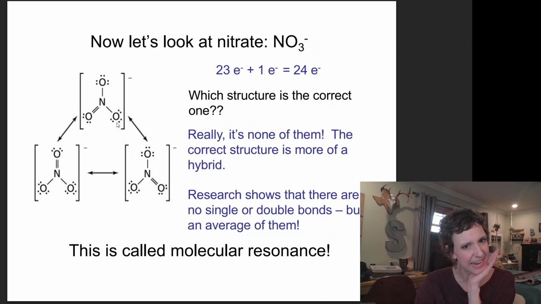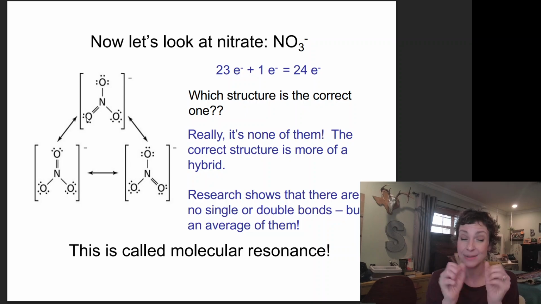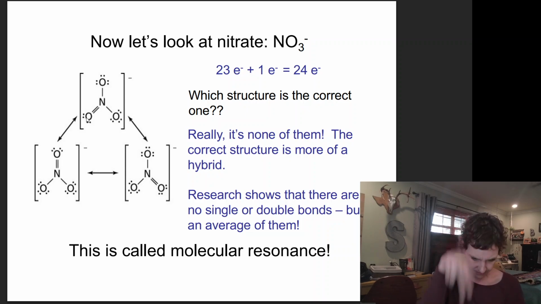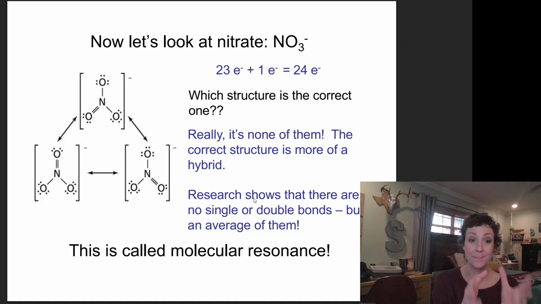But in this case, y'all, all of the outer atoms are the same. I know I said that the central atom steals from the least electronegative atom, whoever that is. These are all oxygens. So I have three potential different oxygens I can steal from. Which one is right? Really, none of them. The correct Lewis dot structure for a molecule like this, the polyatomic ion nitrate, is more of a hybrid of all three of these things.